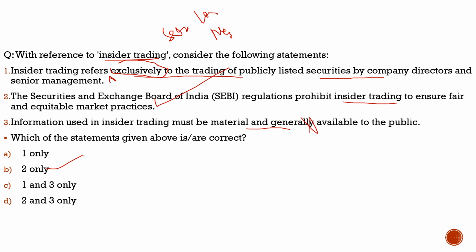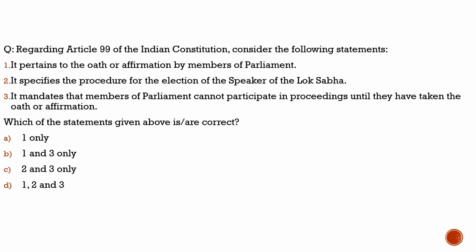Now we have to shift towards the static part. Today's question is from the Indian Parliament. As we are currently discussing the Parliament of India, and currently the Rajya Sabha, today's question is associated with the oath of the members of Parliament. Let's see what question we have brought today. Here the question is regarding Article 99, which is associated with the oath of the members of Parliament. We should know that.